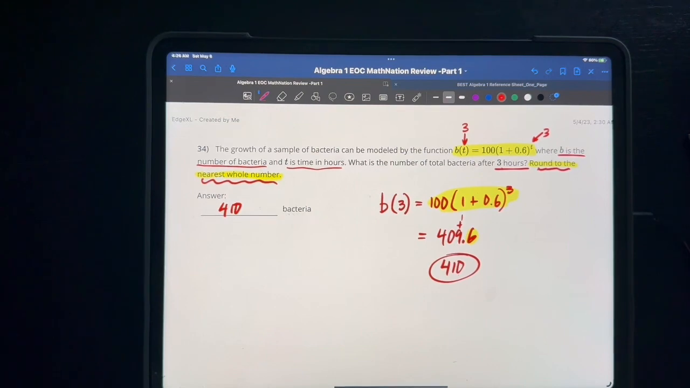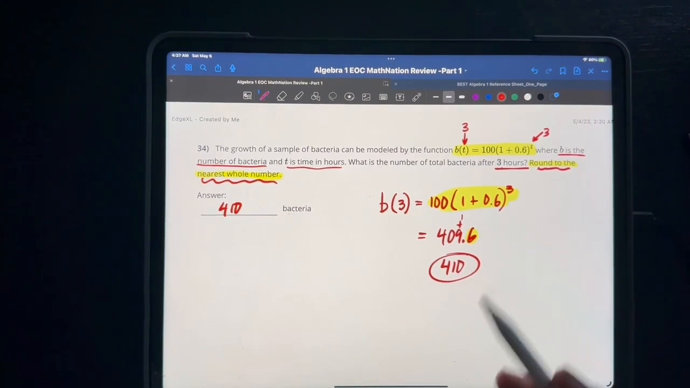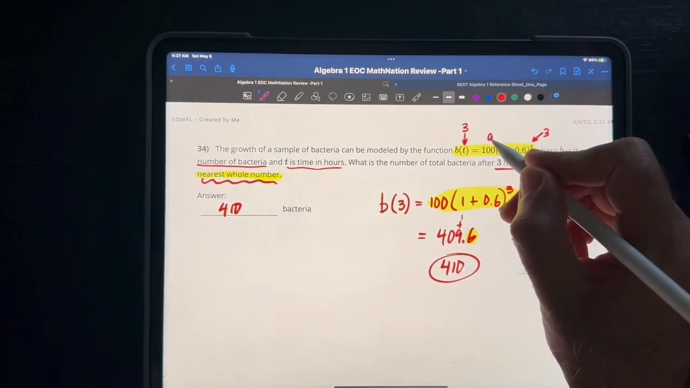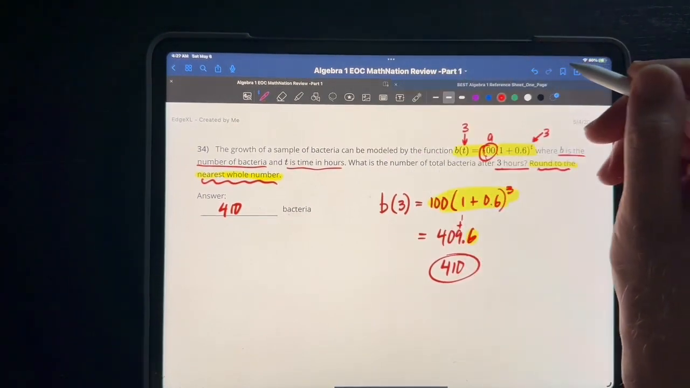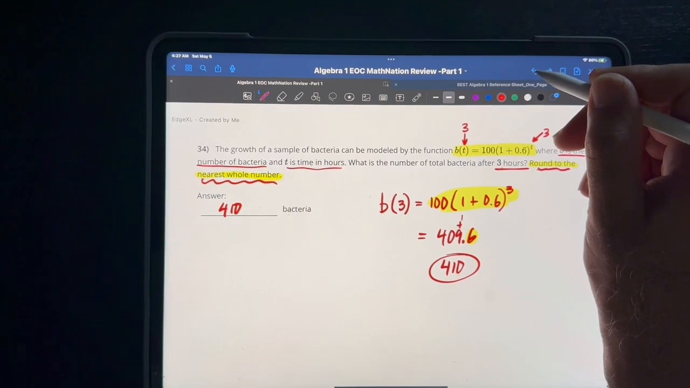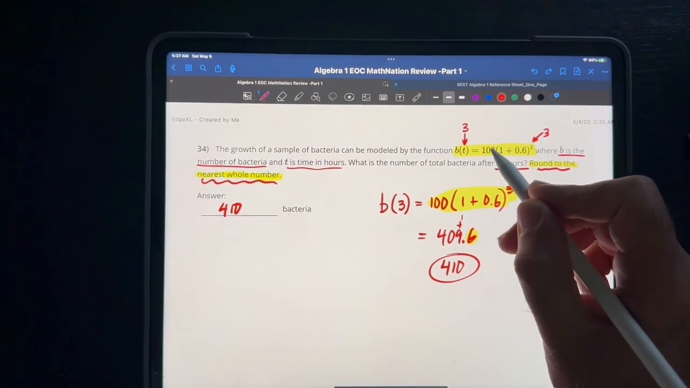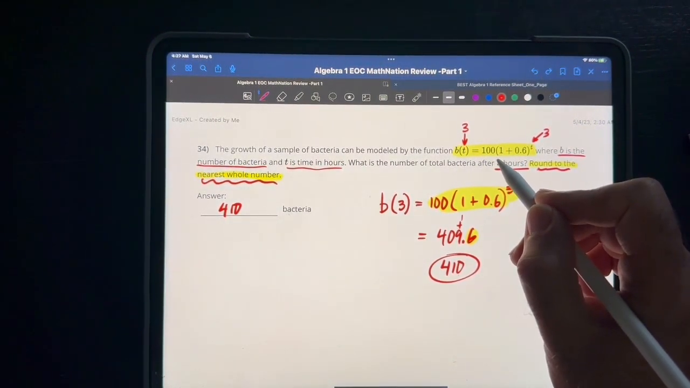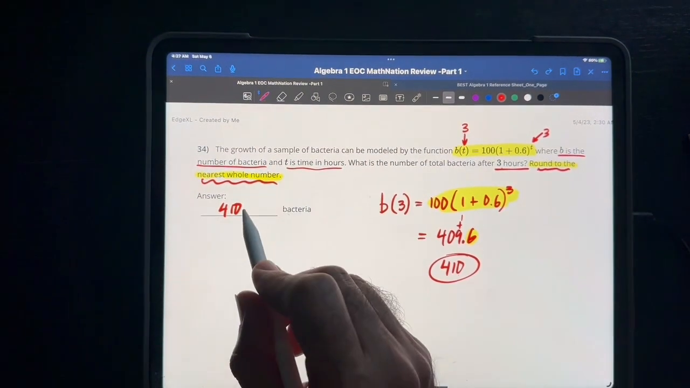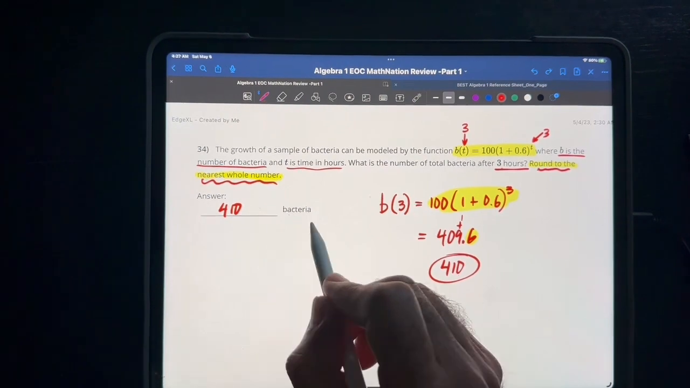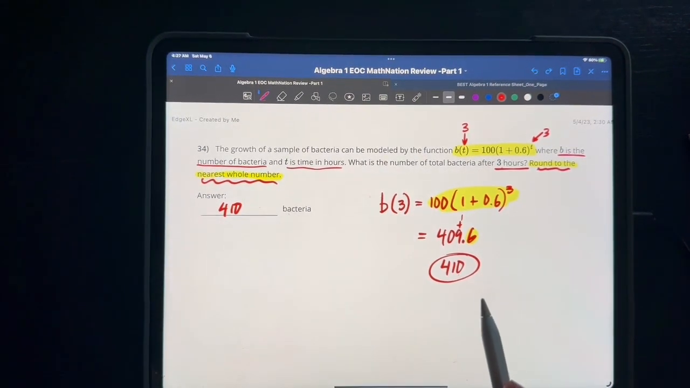If they ask you, what is the initial amount of bacteria before the experiment started? What would it be? It'll be this number here, this outside number. That's your initial amount. So remember that. In the beginning, there were 100 bacteria. After 3 hours, this is exponential growth because it's growing, it will become 410 bacteria. So it's growing very fast, and after 5, 6 hours it's even faster.